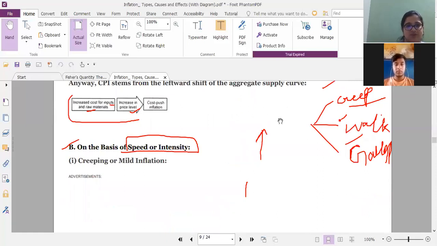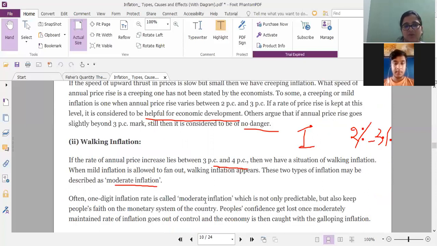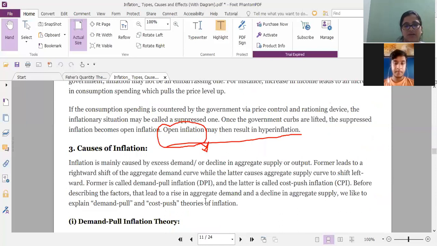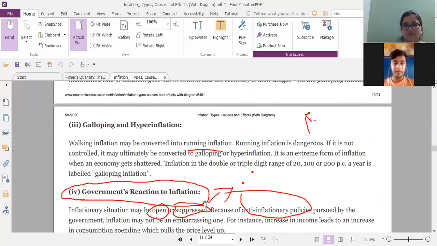Then we saw the classification on the basis of speed. We saw these three types: creeping, walking, and galloping, right? So creeping is the slowest movement, then walking is medium movement, and galloping is hyperinflation or high running movement, right? Then the government's reaction to inflation.